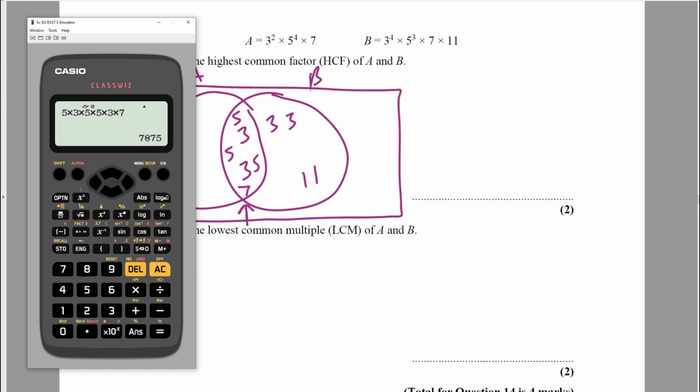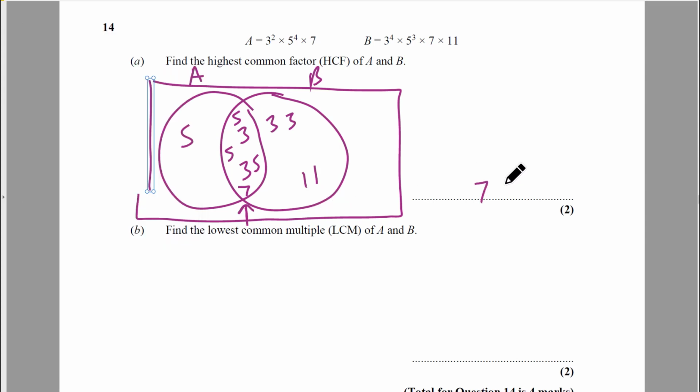$7,875. Now you could also just see what factors are in both. So you've got a 5 cubed in both, times a 3 squared times a 7. And that will count as method, and that equals the same thing.